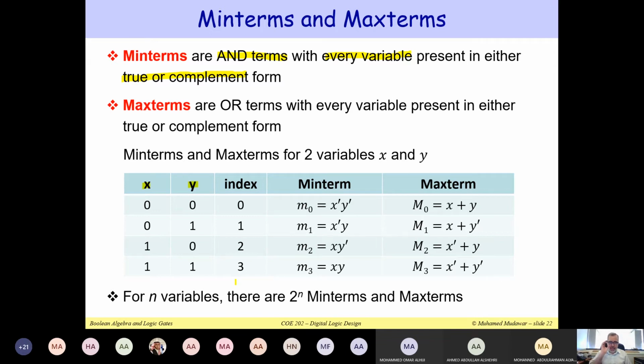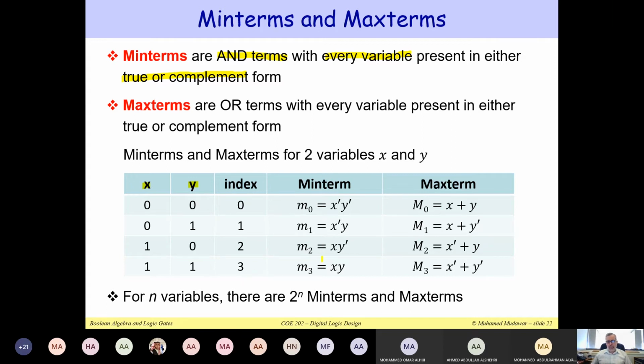Okay, you understand the meaning of the index here? So the index is nothing but a decimal value of the binary combination for the variables. If we had a function of 3 variables, x, y, z, let us say, then I will have 8 entries in the truth table, which are indexed from 0 to 7.